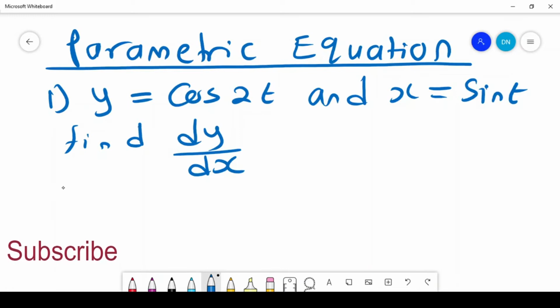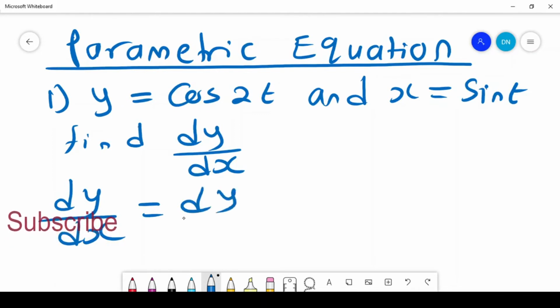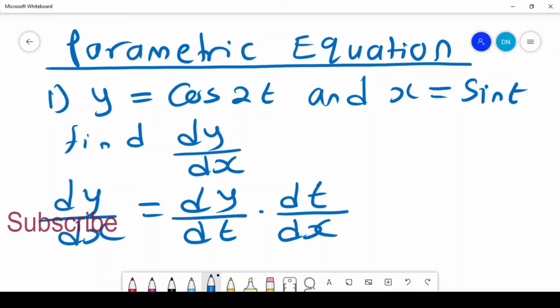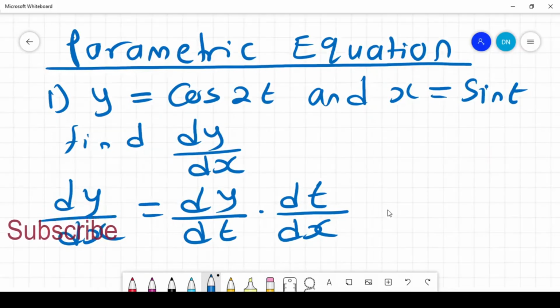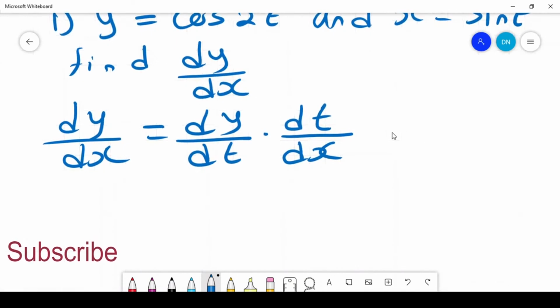And so dy dx, I can say it is the same as dy over dt, because we don't have a direct differentiation of dy dx, and then dt all over dx. That's how we are able to link the two together so that we are able to differentiate. Now, what is the first derivative of y with respect to t?